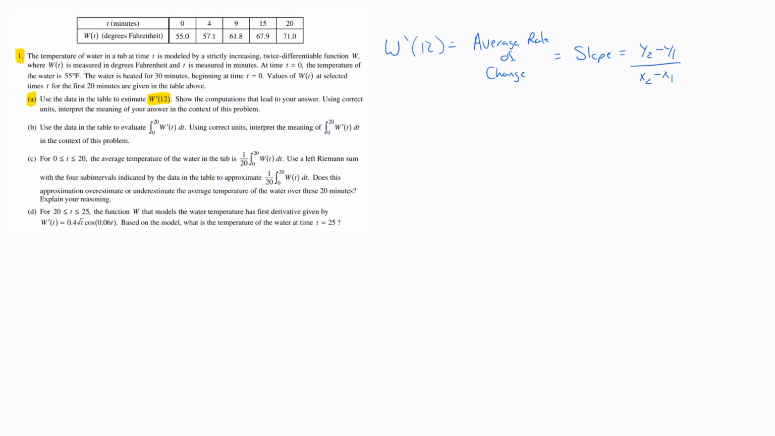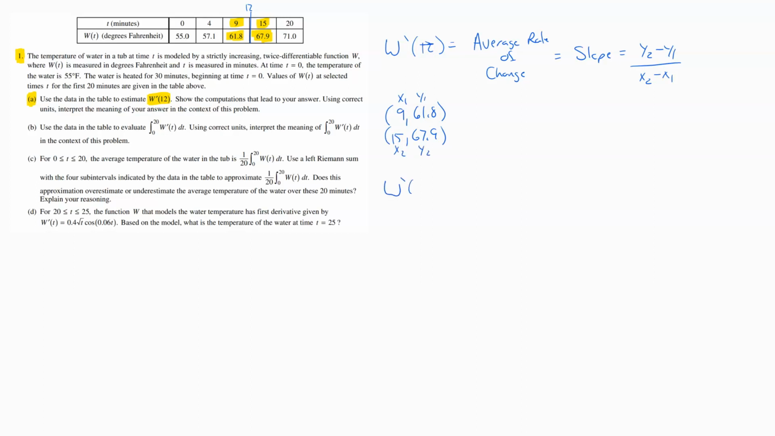And so what you're basically going to do here is find the place on this table up here where 12 lives in between. If we look at this, 12 is going to live between 9 and 15. Not the most accurate estimation, but it's the best we can do. And since 12 is living right there, those are going to be our two values. We're essentially going to use the points 9, 61.8, and 15, 67.9. That'll be our x1 and our y1, and that'll be our x2 and our y2.